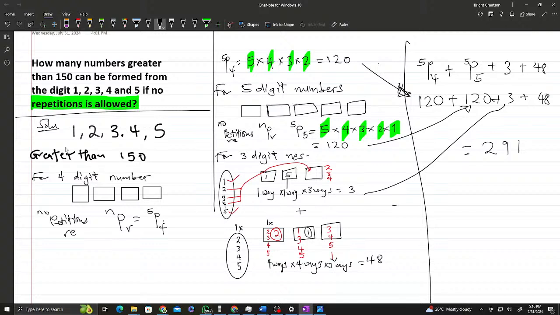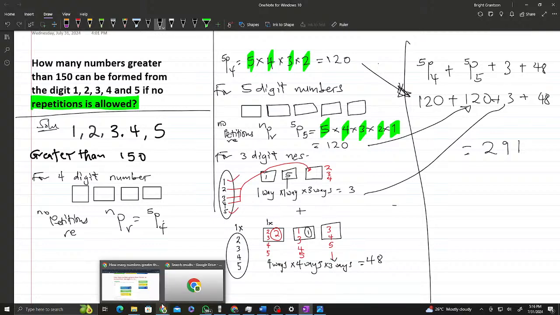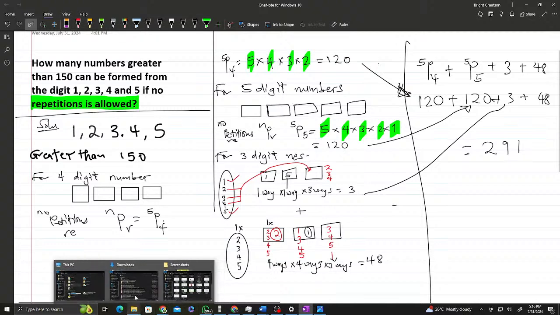Right. There are other techniques you can also use. You can use the permutation, but I think this is the best approach. The box method. Okay, so I hope you understand.